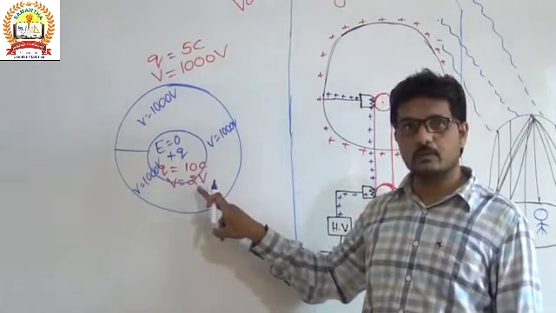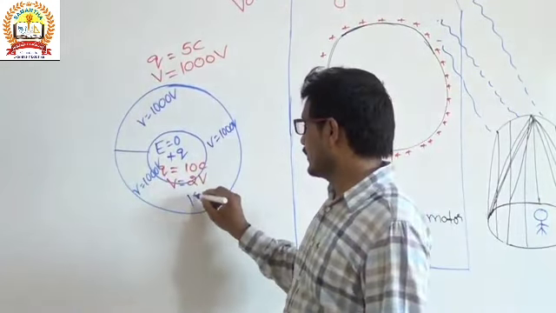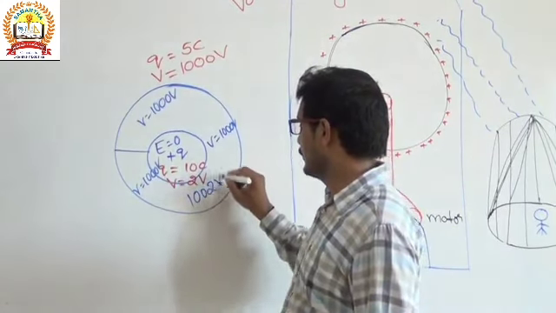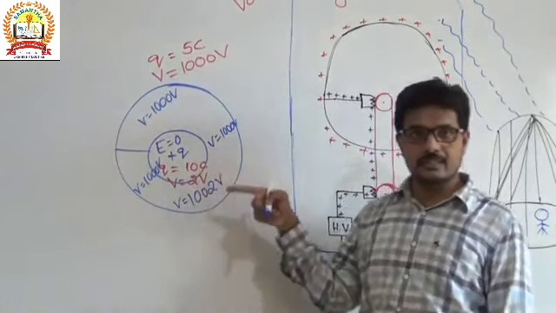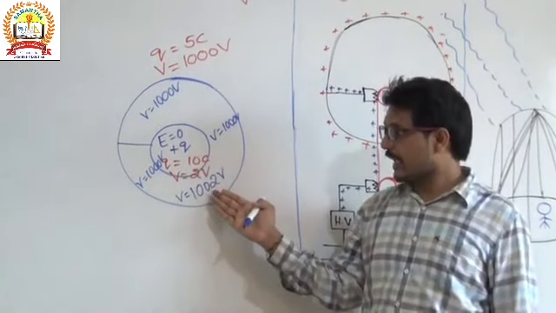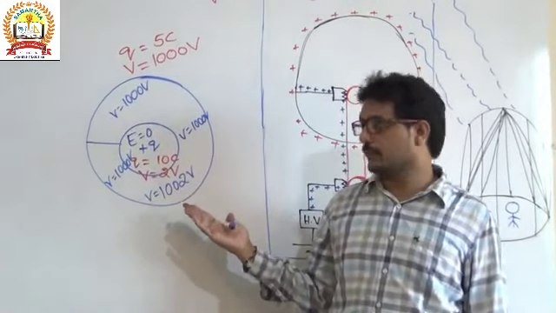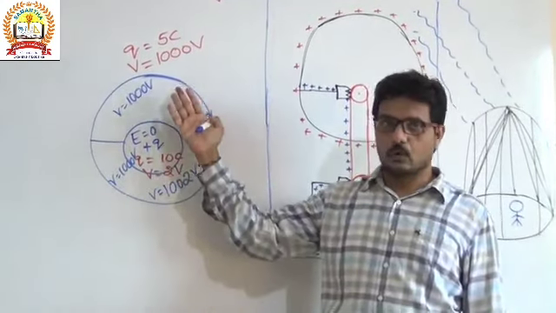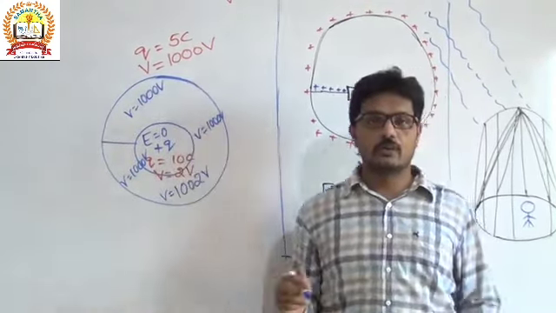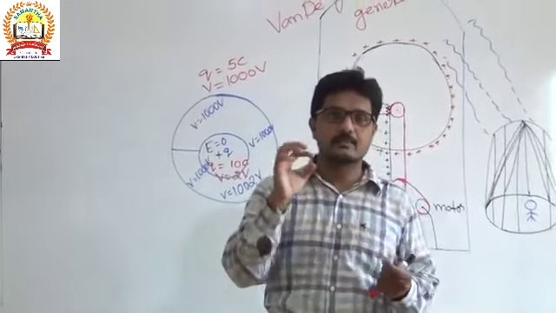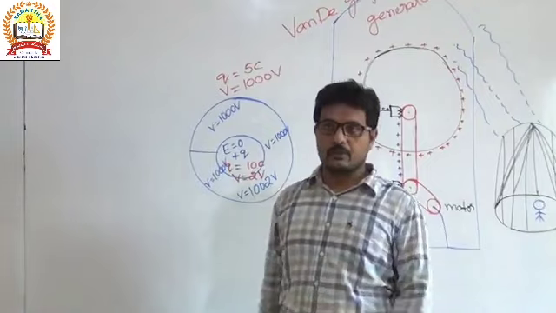Then what will be the total potential? The total potential is 1002 volts. What does it mean? The inside of the sphere has the higher potential, and charge flows from higher potential to lower potential. So here the charge flows from the inner sphere to the outer sphere. That is a simple concept to understand how charge flows from one sphere to another.